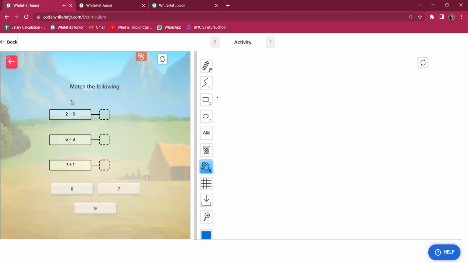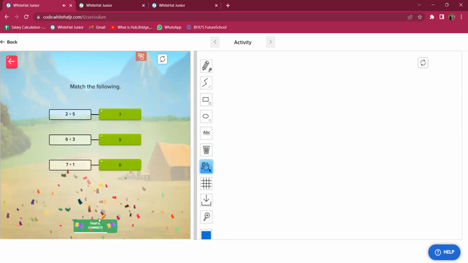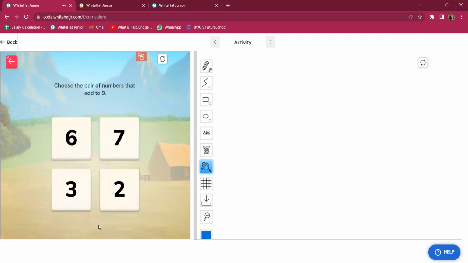You have to match. So 2 plus 5, okay? So you will take on your fingers 2 and then 5. So when you add, you will get 7. Further, when you take on your fingers 6 and add 3 more, so 6 plus 3 will give you 9. Now on your fingers, you will take 7 and add 1 more, so total will be 8. Okay, so you will have to match all these answers and move to the next question.